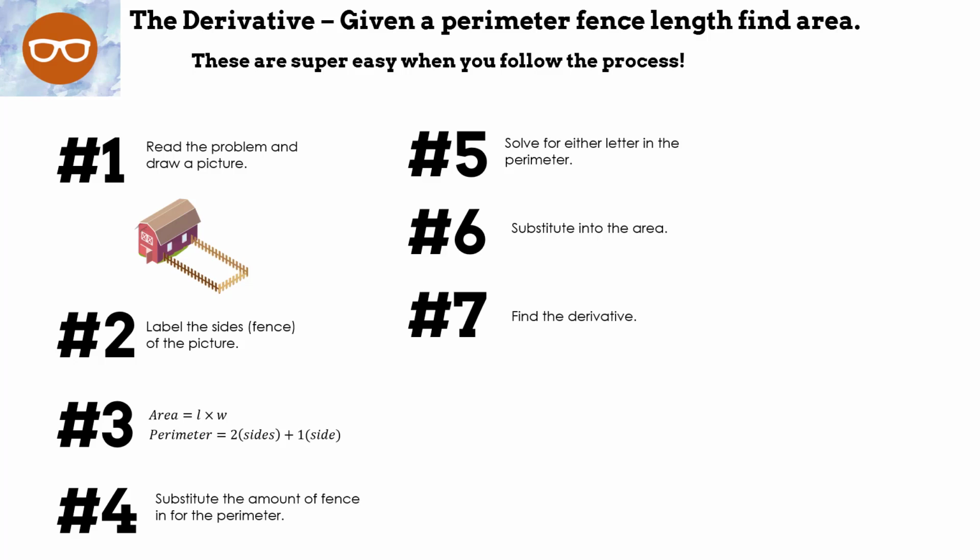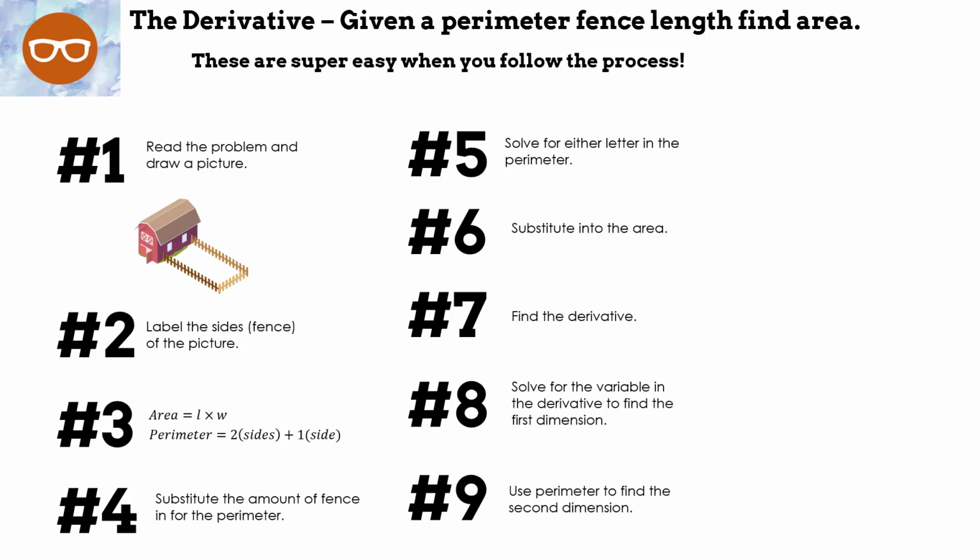Number 7, find the derivative. Number 8, solve for the variable in the derivative to find the first dimension. Number 9, use the perimeter to find the second dimension. And finally, number 10, substitute the dimensions into the area formula to find the max area. Now let's put this whole process together.